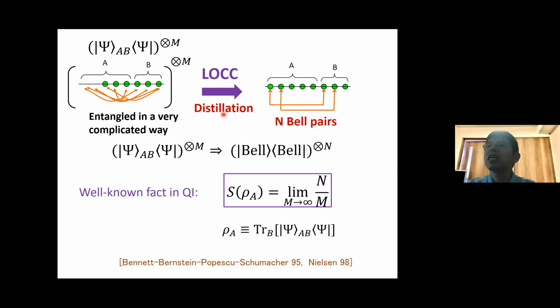by LOCC. Let's call this number n, and we take originally n copies of the system. Then we can take this ratio. This is basically the average number of Bell pairs which we can extract from a single copy of this original system. And we take this limit.